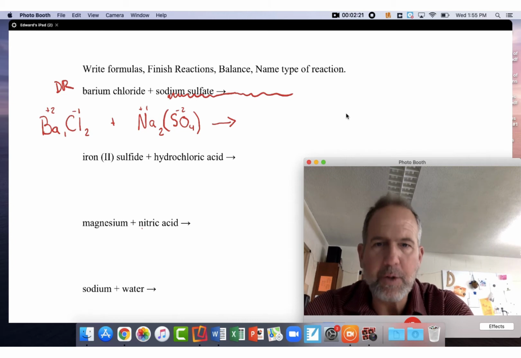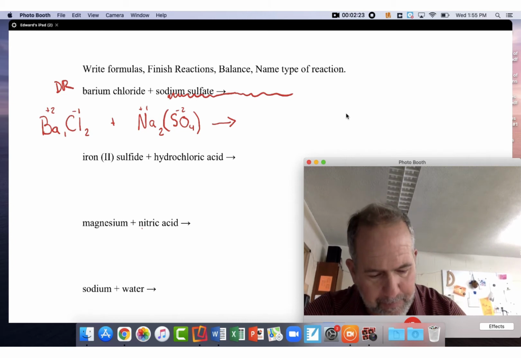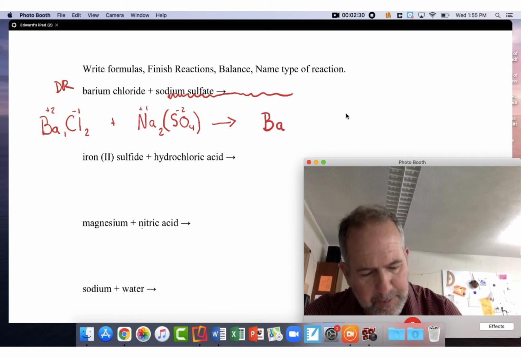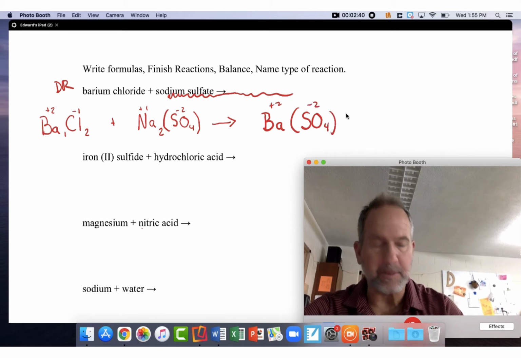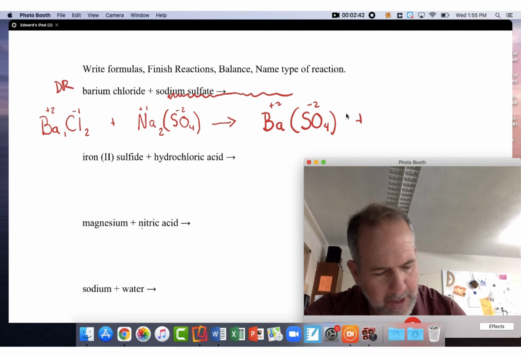So what you're going to do is take the Ba. Now, you could start with the Na if you wanted to. It doesn't really matter, but we'll start with the Ba. It's +2, and it's going to go with the other ion, the anion, which would be sulfate, and it's -2. +2, -2, we don't need any subscripts. Plus Na. Na is +1, and Cl is -1.